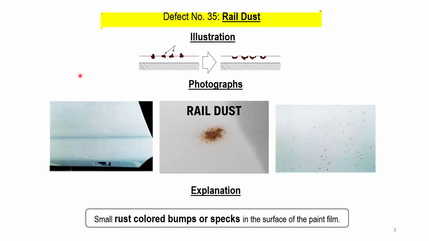Here are the photographs of rail dust. In general, rail dust is small colored bumps or specks in the surface of a paint film. This is the illustration regarding this defect.